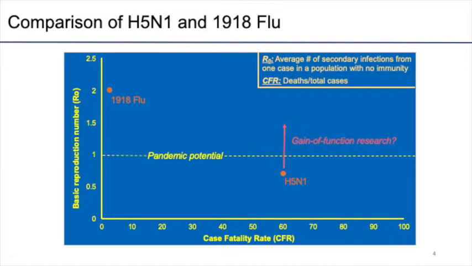On the contrary, H5N1, which, if you recall, is the virus that the two papers submitted in 2011 were looking at, had a very, very high case fatality rate, about 60%, at least in the cases at the time, whereas the basic reproduction number, or R0, was fairly low at about 0.7. So it had difficulty. Yes?